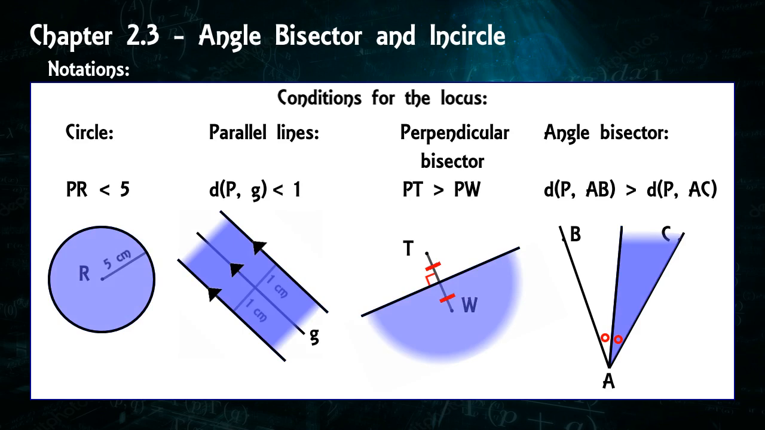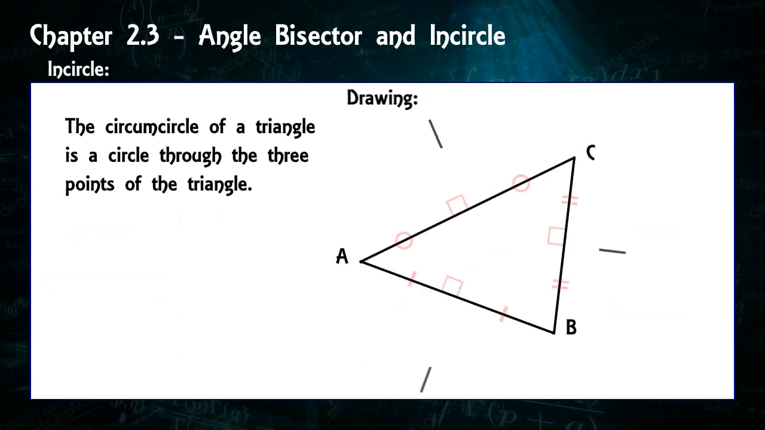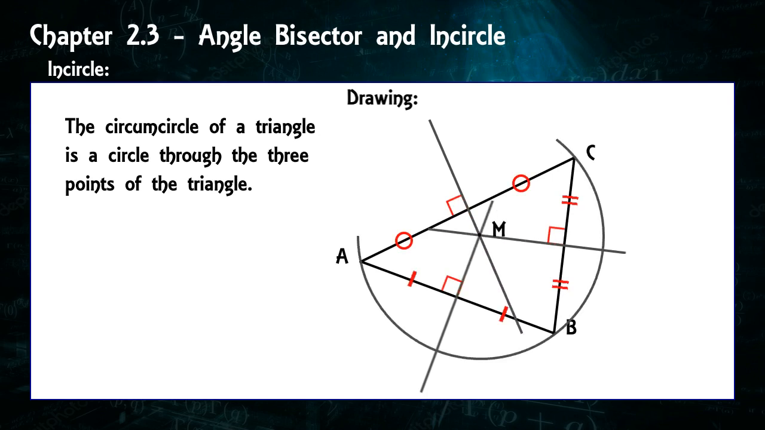On to the next part of the paragraph, the incircle. Last episode I explained the circumcircle, a circle that goes on the outside of the triangle. Then it wouldn't be a surprise that the incircle is a circle on the inside of a triangle. And as this paragraph is called angle bisector and incircle, I think you can already guess what we need to do to draw that incircle.